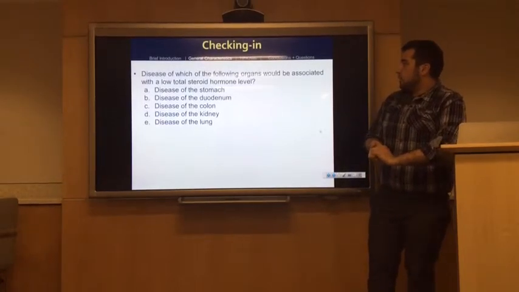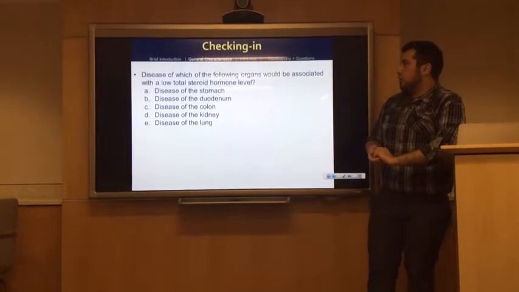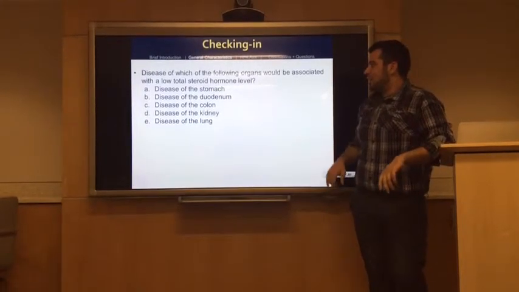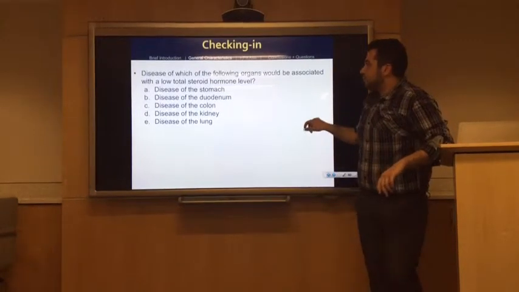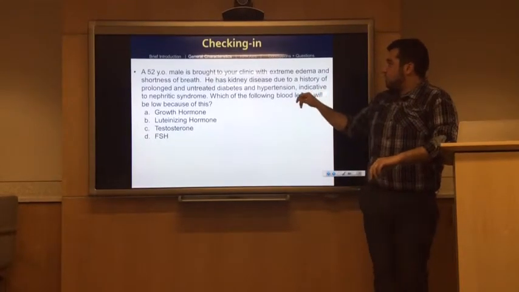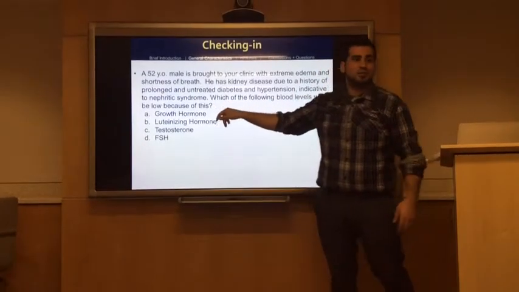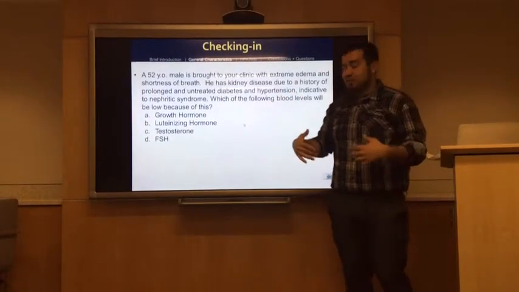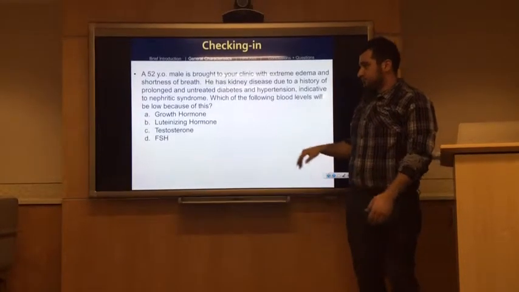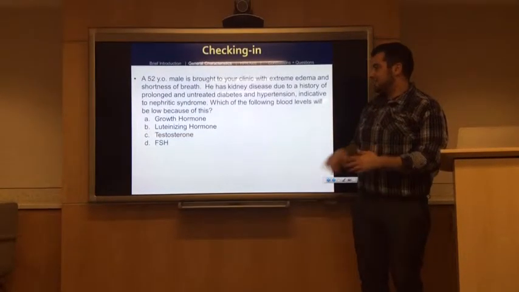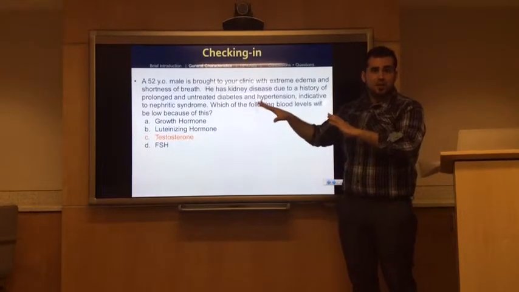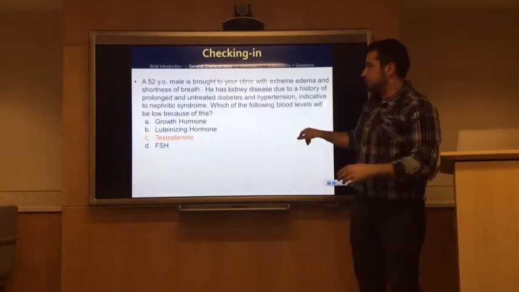Disease of which of the following organs would be associated with a low total steroid hormone level? Monica? D. Yes, you're correct. It's disease of the kidney. Okay, and another one: a 52-year-old male is brought to your clinic, and the important thing here is nephrotic syndrome, which is a problem in your liver, or a problem with your kidneys, actually, I'm sorry. Which of the following blood levels will be low because of this? C. Perfect, exactly. Testosterone deals with your kidney, the adrenals, and that's the whole point about it being localized to your adrenal cortex with the receptor specificity.